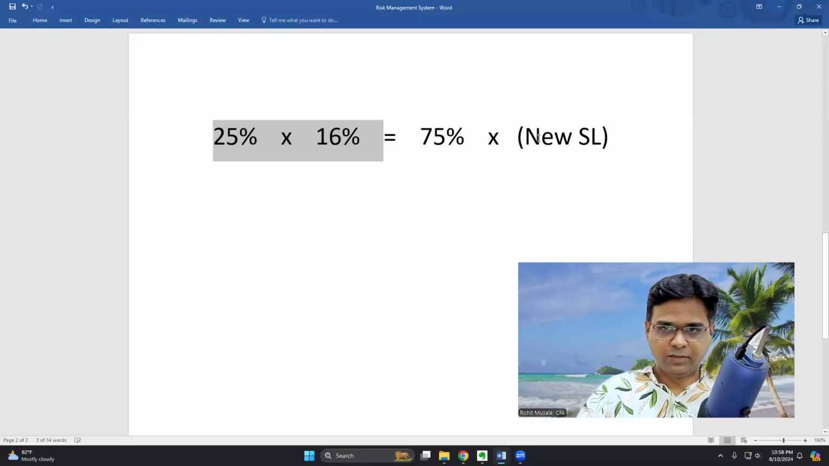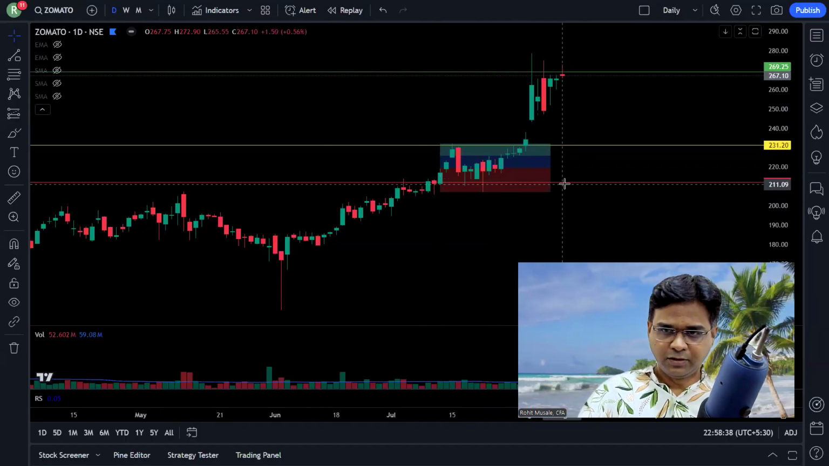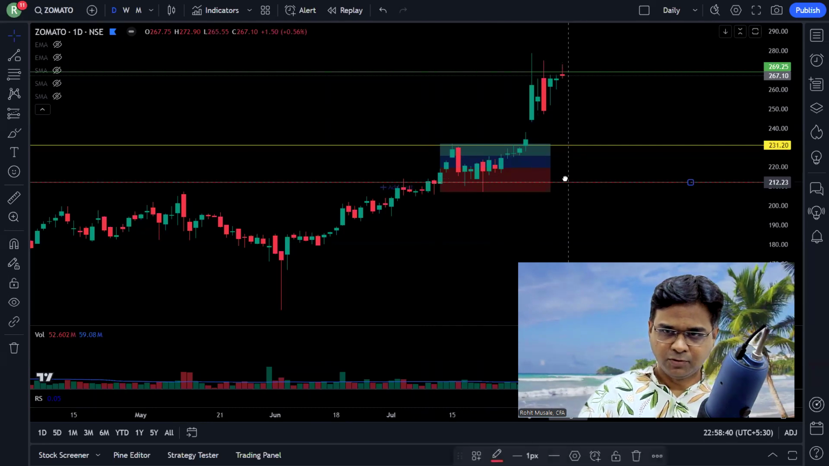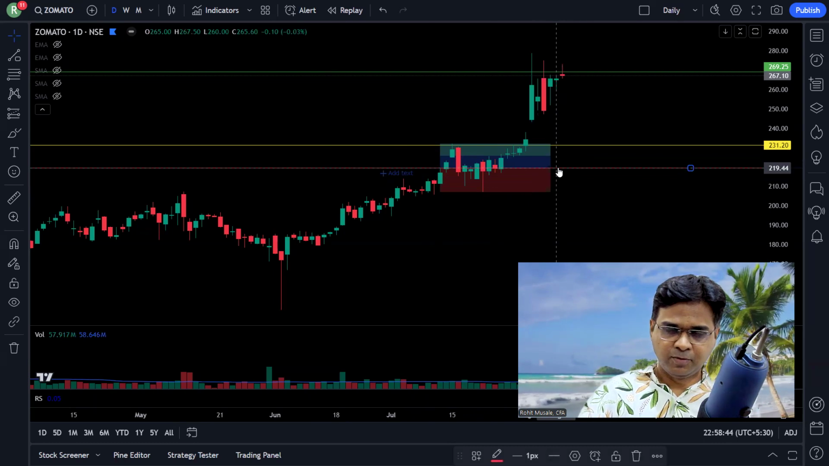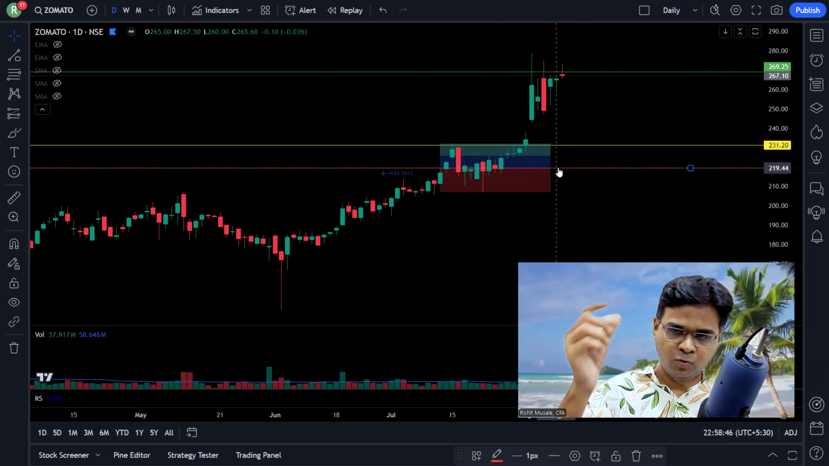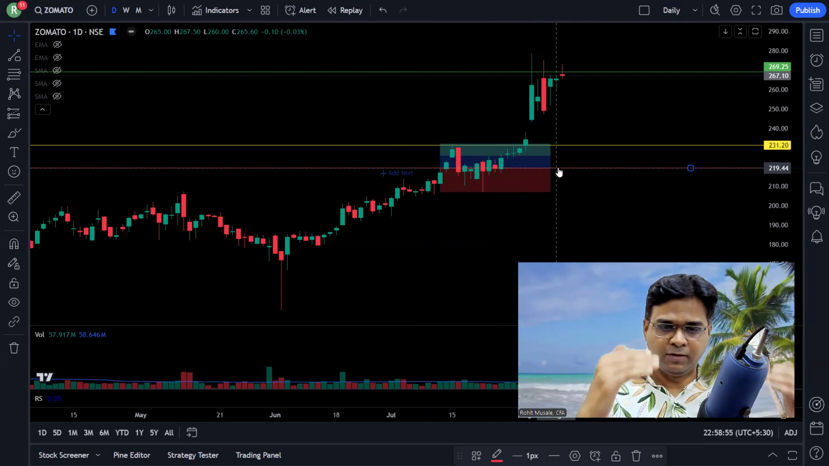So this value comes to roughly 1/3 of 16%, which is 5.33%. So instead of 8%, I will move this stop loss to the 5.33% level. And at that stop loss, I will adjust the quantity because now the selling quantity is small. It is only 75% of the original shares bought, correct? So I will have to adjust the stop loss level and the stop loss quantity.